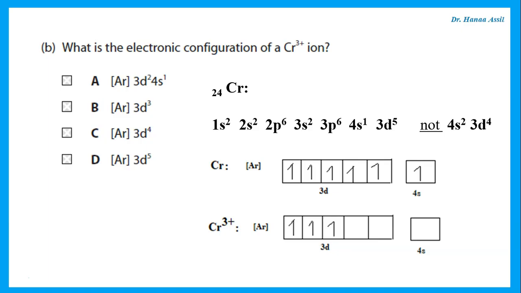start by losing from the 4s. Remember, when we lose electrons, we start by losing from the outer energy level. So we lose the 1 electron in the 4s, and I need 2 more from the 3d, so I am left with 3d3.